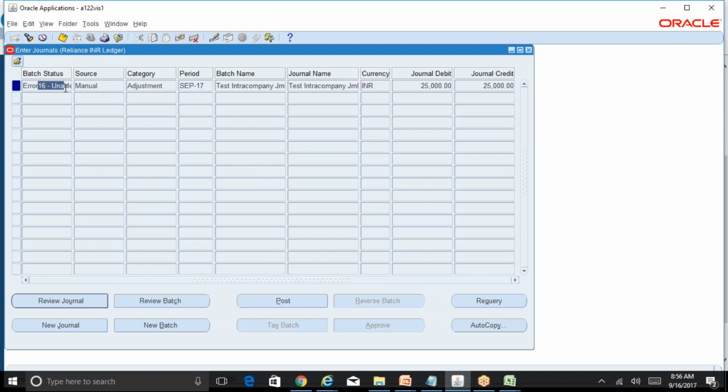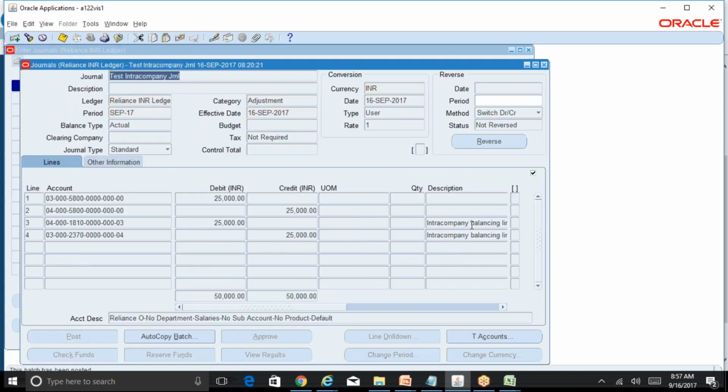If you observe, this was the error earlier: error 16, unable to balance intercompany accounts. Now as we have completed the setup, click on post and let's see what will happen. We are reposting a journal which went into an error. We can repost that, but a journal that is already posted, we cannot repost the same entry again. If it is in an unposted status or an error status, we can try reposting the same journal entry. Now it is posted successfully.